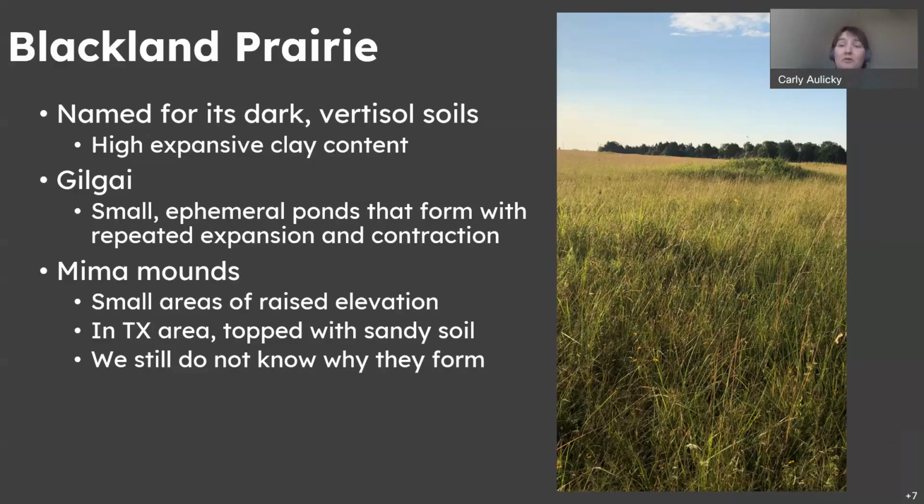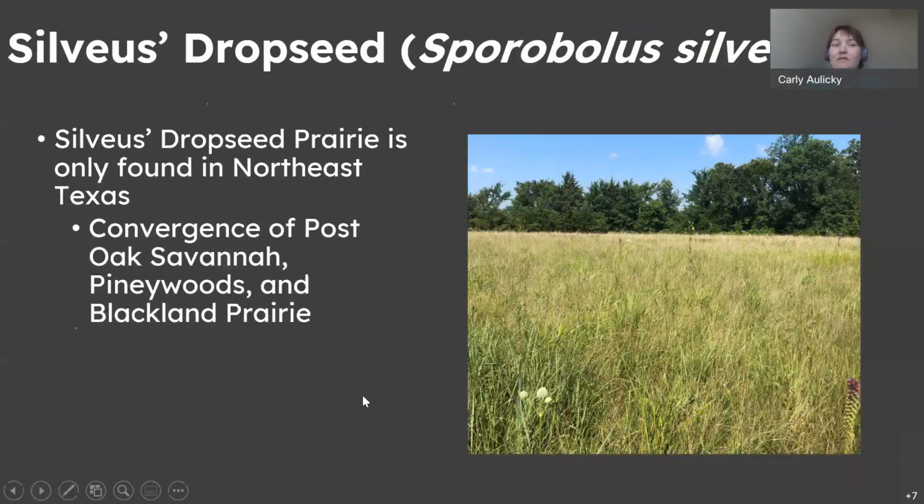have unique plant communities associated with them, particularly in this other prairie, which also can only be found in Texas, and that's the Sylvius dropseed prairie. So Sylvius dropseed is a particular type of grass that's found only in Northeast Texas, and it's an indicator of unique vegetation communities. And on mima mounds in Sylvius dropseed prairie, you can even get, with the change in hydrology, the amount of moisture from the tops to the bottom, sundews, which is really cool.